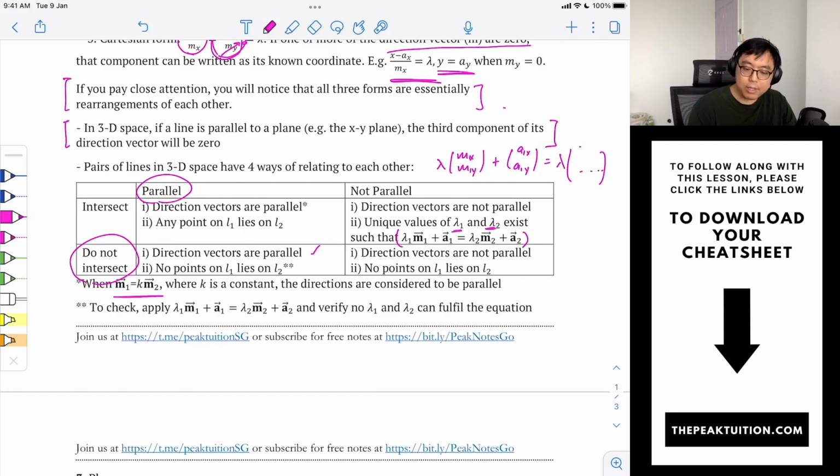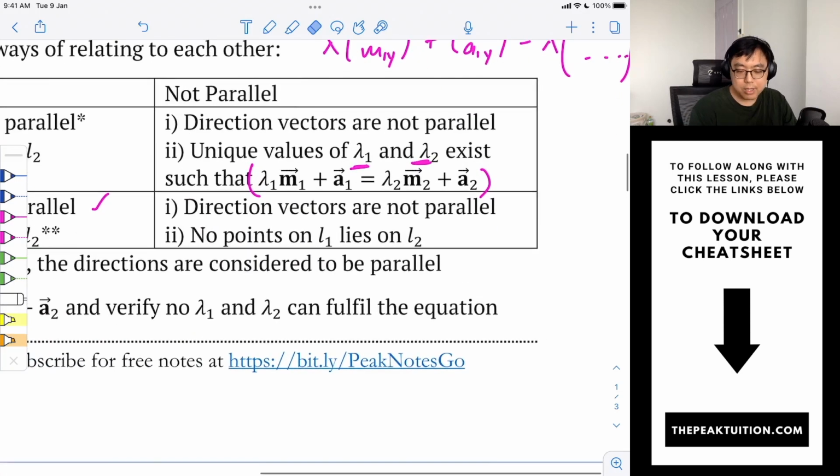Okay, and finally we have non-parallel and not intersecting. Here we can see that the direction vectors are not parallel and no points lie on each other.